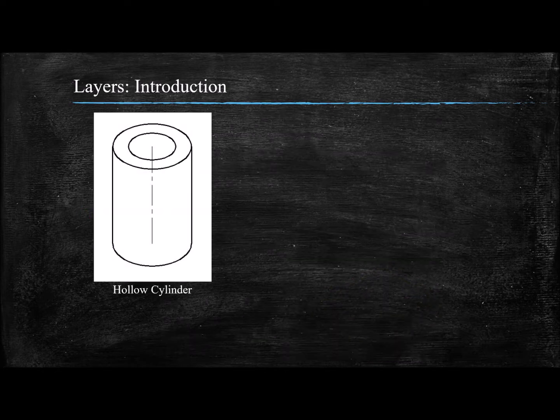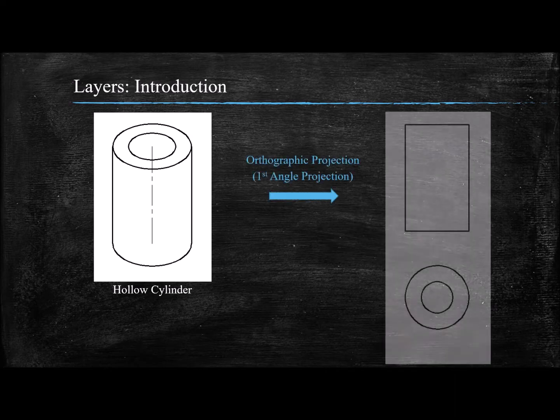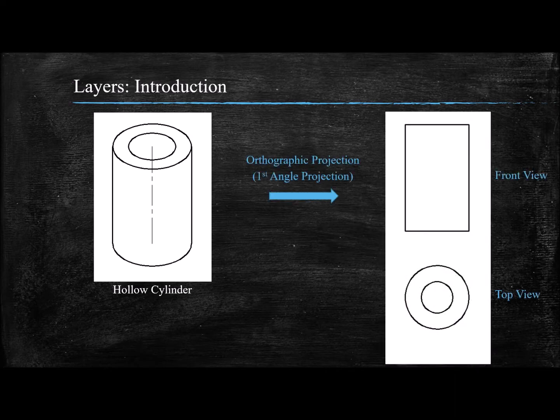In this slide, I will try to explain the concept of layers with the help of a very simple engineering object, a hollow cylinder. If we perform an orthographic projection of this simple object and try to represent the front view and the top view of the object, it will look like as shown on the right hand side of this slide.